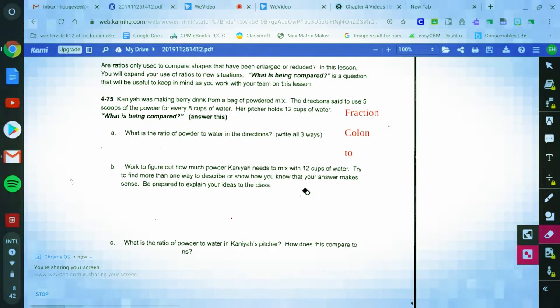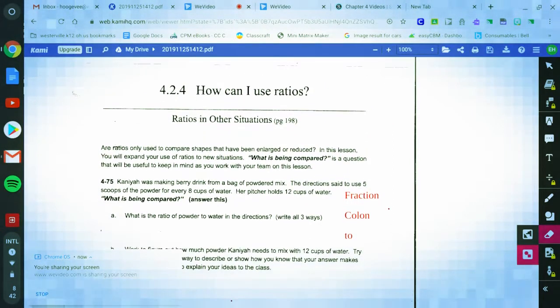Okay, so today's classwork is 424. It's not that hard, so good luck. Just make sure that you're paying attention and listening and just rereading the questions if you need to.